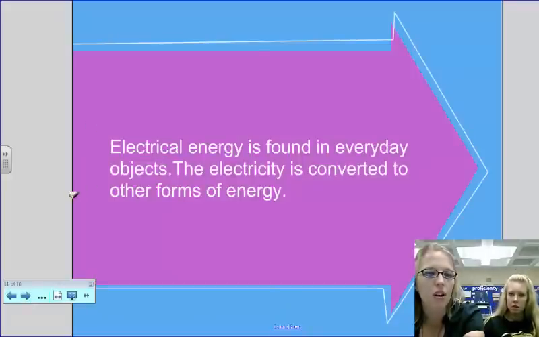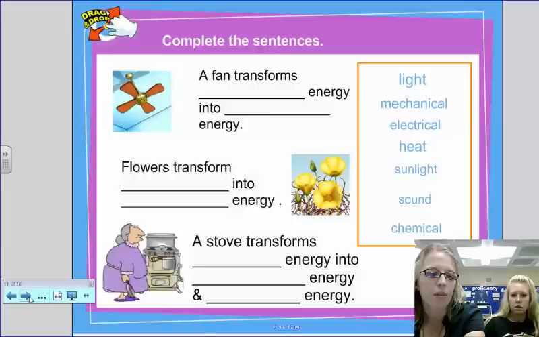So electrical energy is found in many everyday objects, not most. The electricity is converted from one form to another. I want you to finish these sentences. It's the last thing you have to do. A fan transforms blank energy into blank energy. So pause the video and go through each one of these. Write the whole sentence. Don't just write the word. Write the whole sentence into your science notebook and then come back and we'll give you the answers.